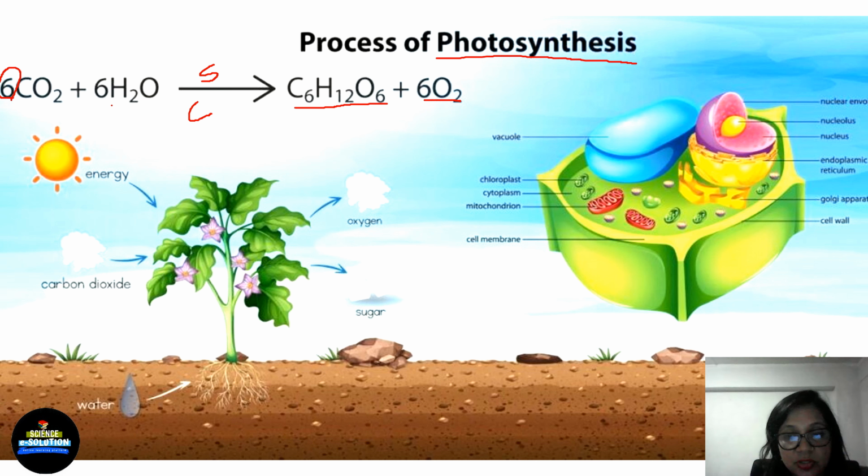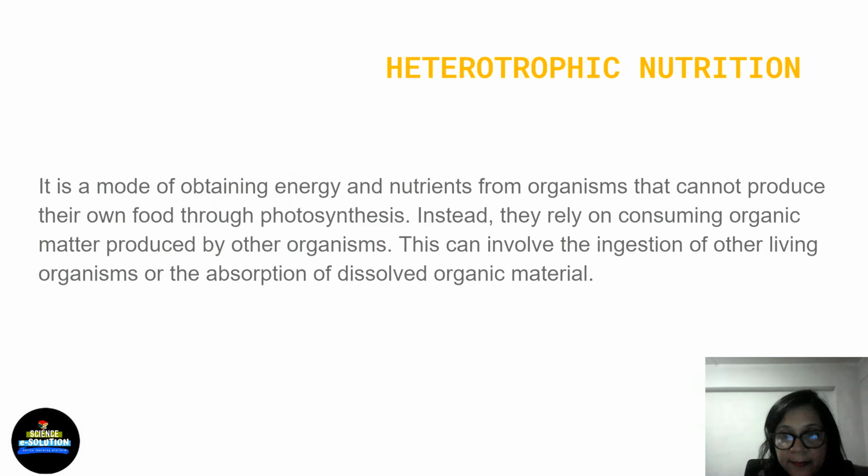Chlorophyll helps to trap the sunlight. So sunlight and chlorophyll are major things which are required for the process of photosynthesis. This chemical reaction you have to learn by heart. It is a commonly asked question for the board exam. You can take a screenshot.